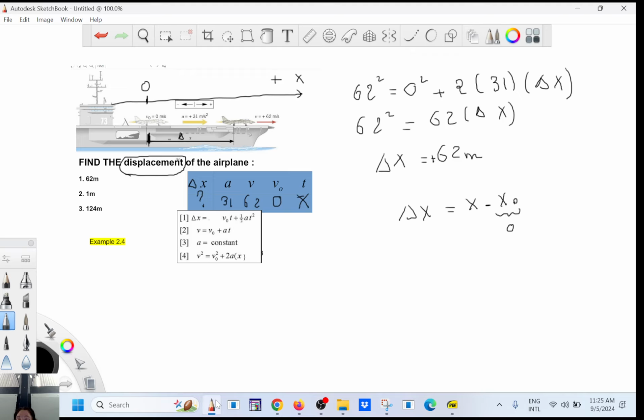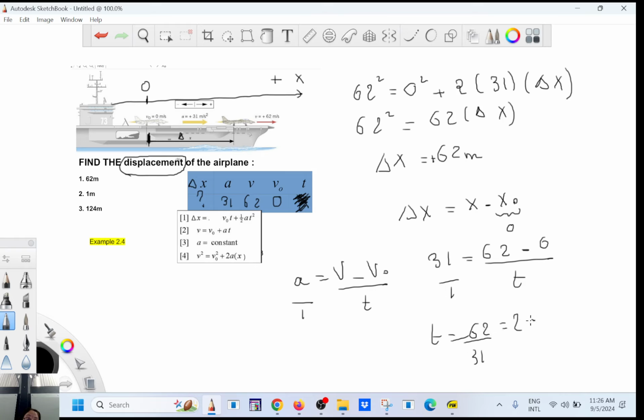I didn't say that. Did I say that? No, I said not here. I'm not using the time. I'm just using this equation to find the displacement. If you want to find the time, you can say acceleration is the final minus initial over time. So you have 31 equals final minus initial over time. And yes, so the time will be 2 seconds. Okay? And once you have the time, you can plug it in here, but it will take more steps. But you can do that.